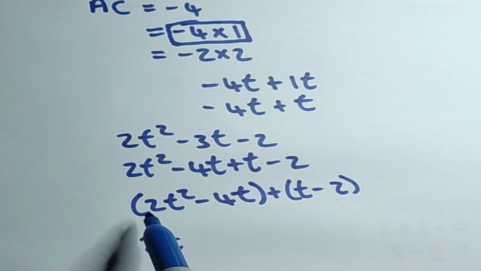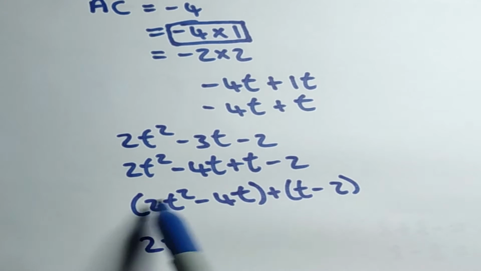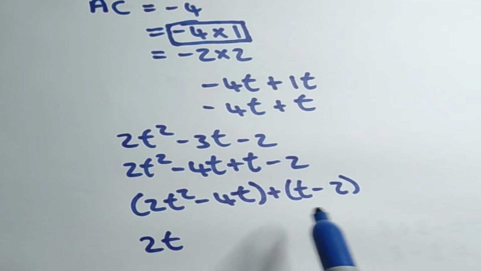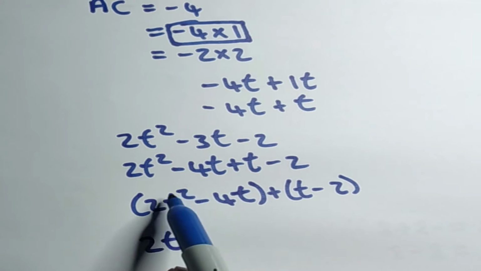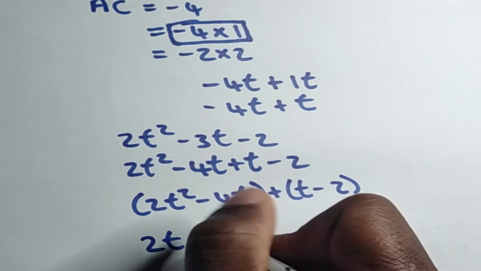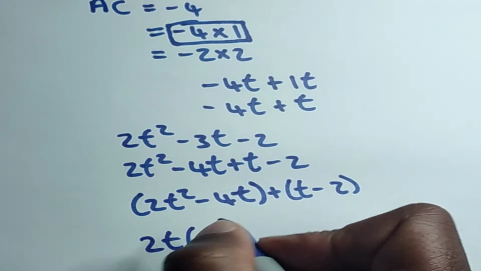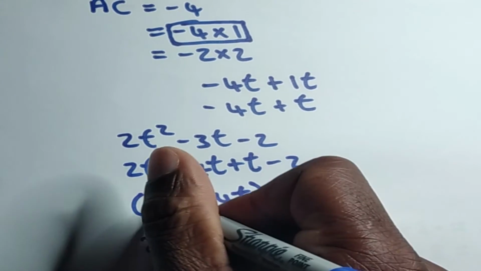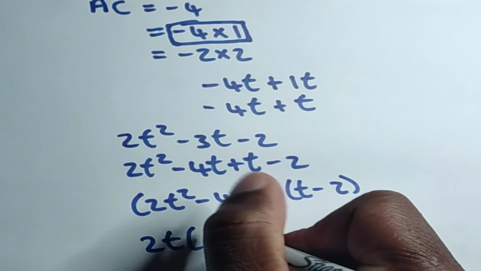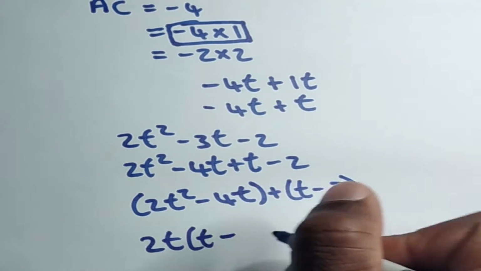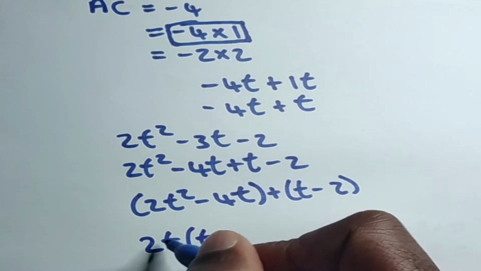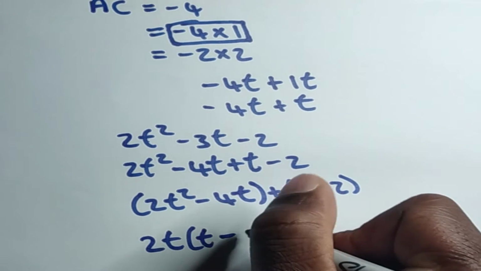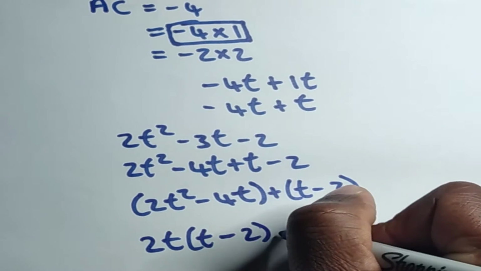So if we look at the numbers first, what's the highest common factor for both numbers? Of course, that's 2. And we can get a t out of t squared and t, alright? So we factored out 2t, alright? So what will we be left with in brackets? We'll be left with, if we divide 2t squared by 2t, we'll be left with t minus, if we divide 4t by 2t, that will leave us with 2, alright?